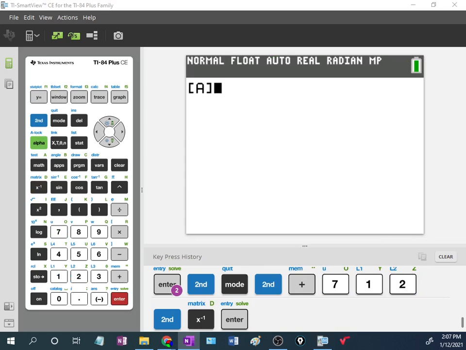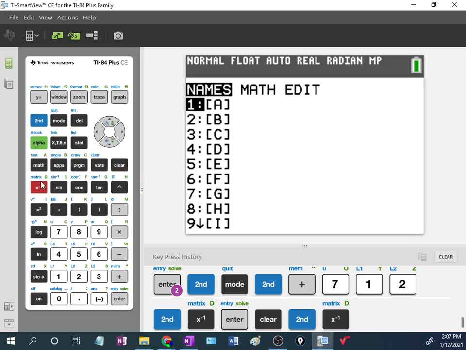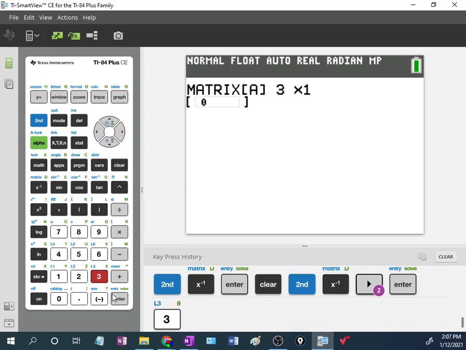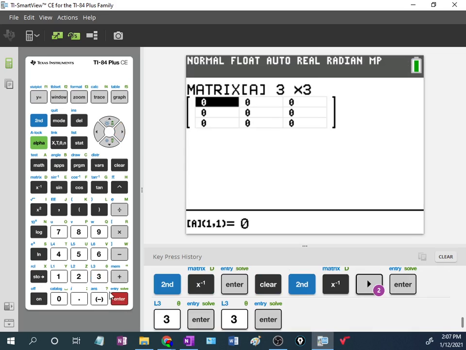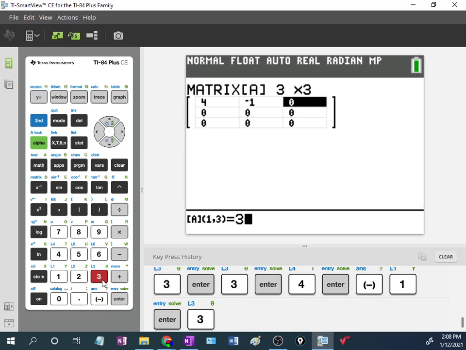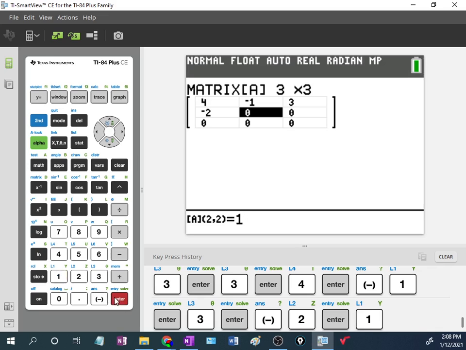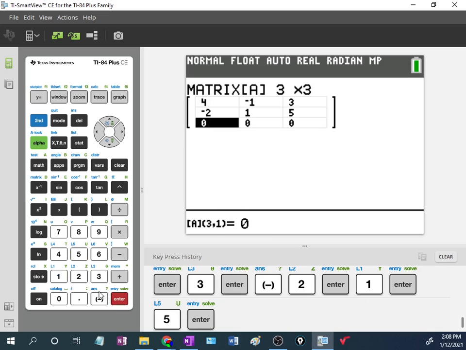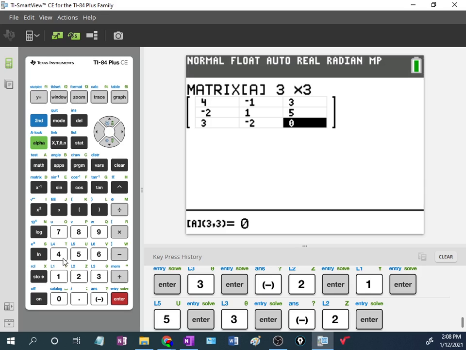On A matrix, I'm going to use coefficient, okay? Oops, I should not type it. I need to edit, right? Go to the third column, and let's edit. So 3 by 3 is for matrix. And let's put the numbers. 4, negative 1, and 3, second row, negative 2, 1 and 5, and the third row 3 and negative 2 and 4.